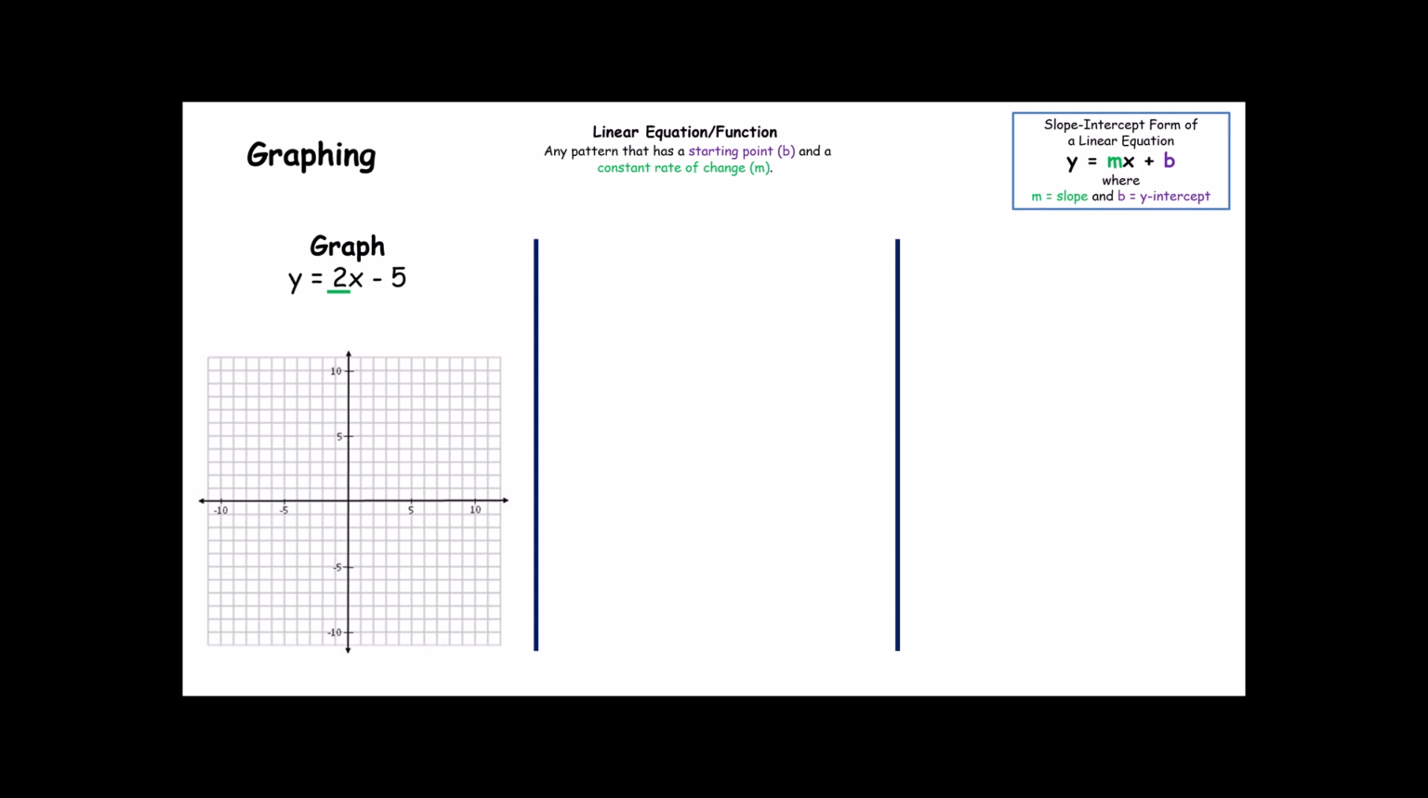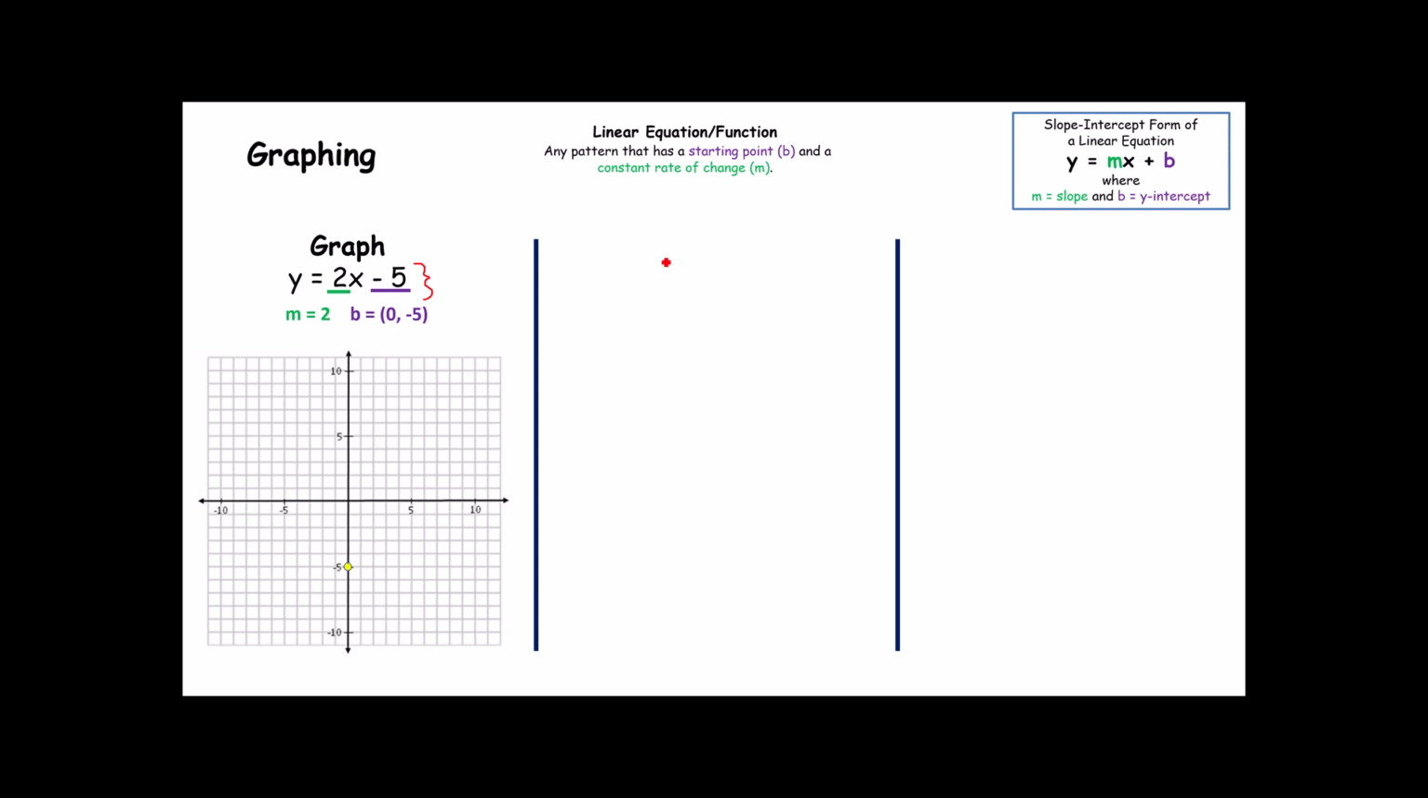The first thing I do is I notice that this is in y equals mx plus b form. So this is in the slope-intercept form of a linear equation. Notice that my constant rate of change is a 2. And notice that I'm told that my starting point is a -5. If I put a 0 in for x, 2 times 0 minus 5 is -5. With these two pieces of information, I can graph every possible combination of x's and y's that work without having to go through the trouble of making a table.